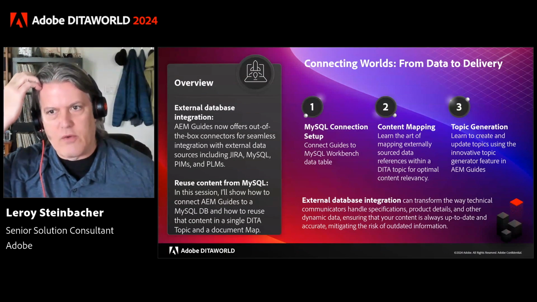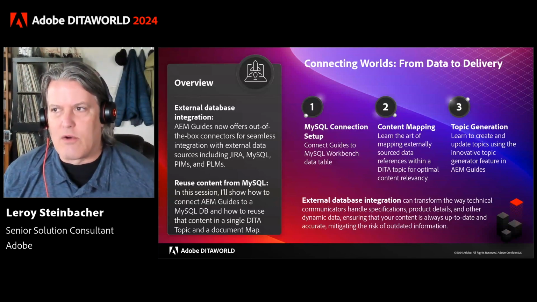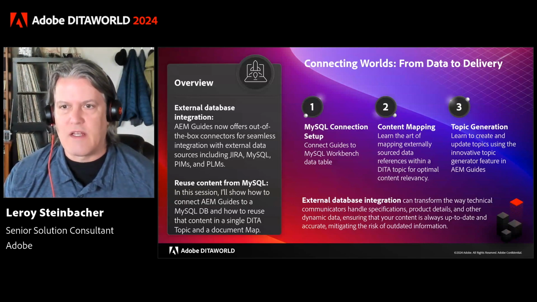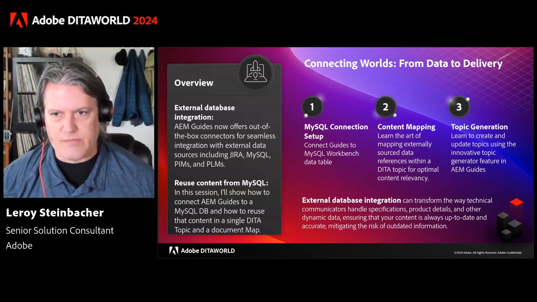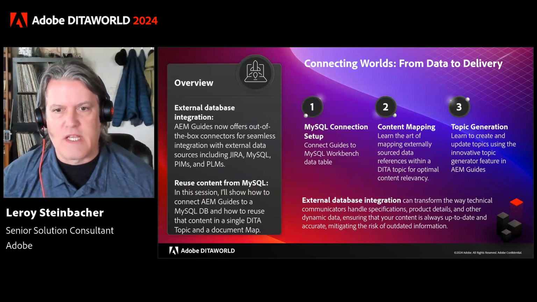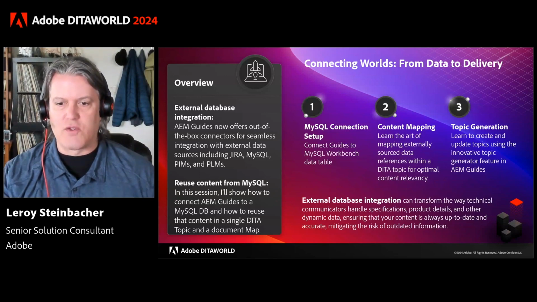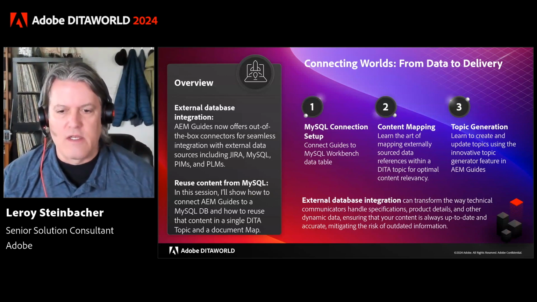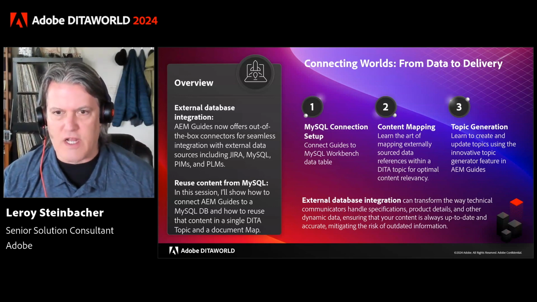And then we're going to learn how to generate topics from that connection in order to keep a dynamic relationship between your source data and your content that you are referencing within your data topics. So with this external database integration, it really helps maintain content and data that has a single source of truth within a database. So things like specifications, product details, any kind of dynamic content that's in a database that can potentially change over time.